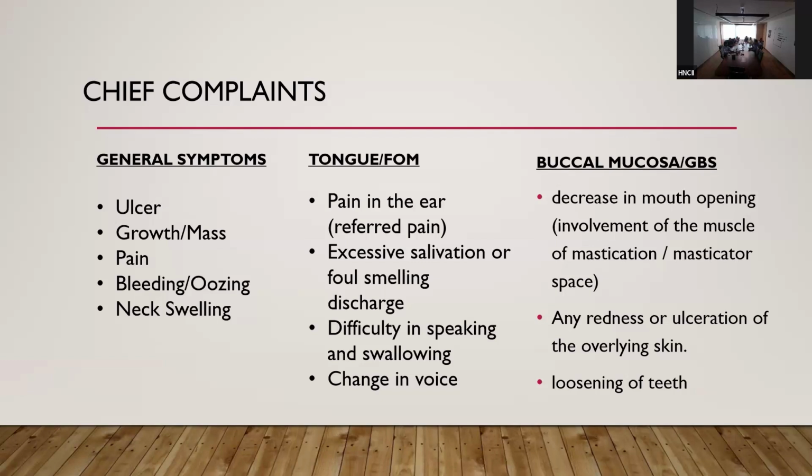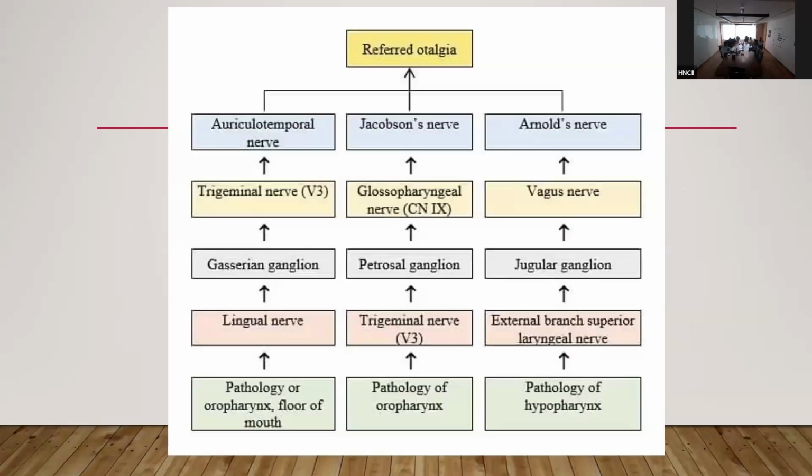And in buccal mucosa or GBS cancers, there can be decrease in mouth opening, which can be due to the involvement of the muscles of mastication, any redness or ulceration of the skin because of lateral skin involvement, and loosening of teeth, which can suggest that there can be cortical erosion and involvement of the lower alveolus.